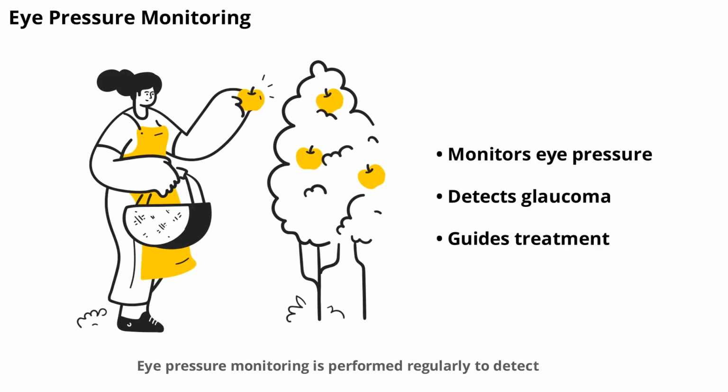Eye pressure monitoring is performed regularly to detect changes that may indicate glaucoma or other eye conditions. Cataracts can coexist with high eye pressure, so ongoing monitoring is important for comprehensive care. The test uses tonometry or other devices to measure intraocular pressure and guide treatment decisions.